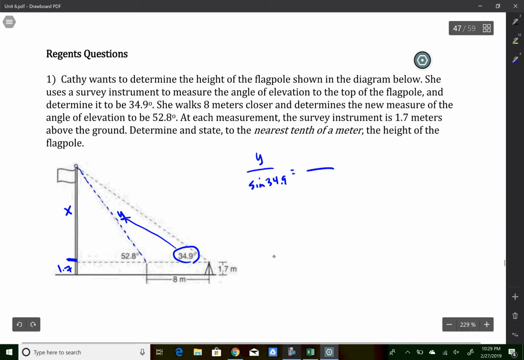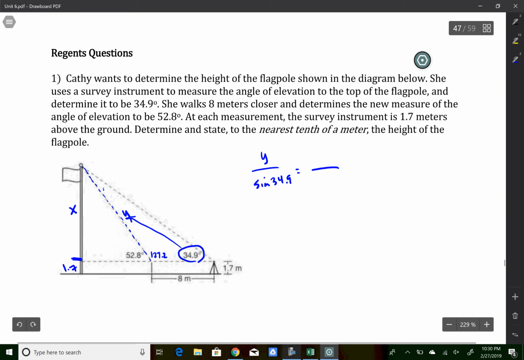Now I have a side, but I don't know this angle up here. So I need to find that angle. So we need to do some thinking. So in this picture, I have a 52.8 degree angle that is a linear pair to this obtuse angle. So if I do 180 minus 52.8, I get 127.2. That angle's not going to help me set up a ratio, but it is going to help me find this little tiny angle up here.